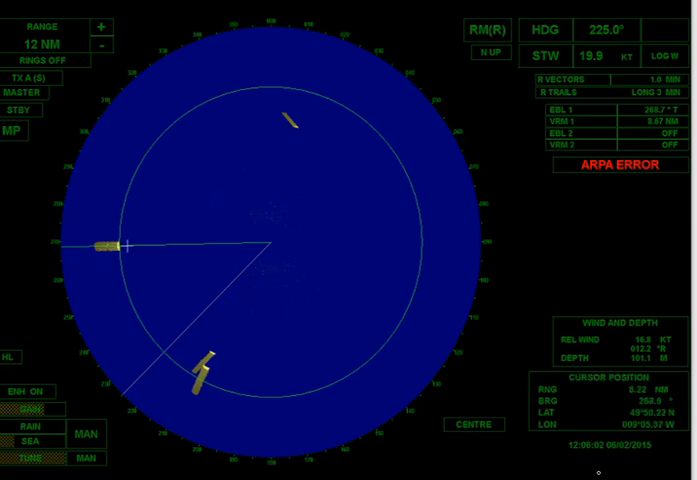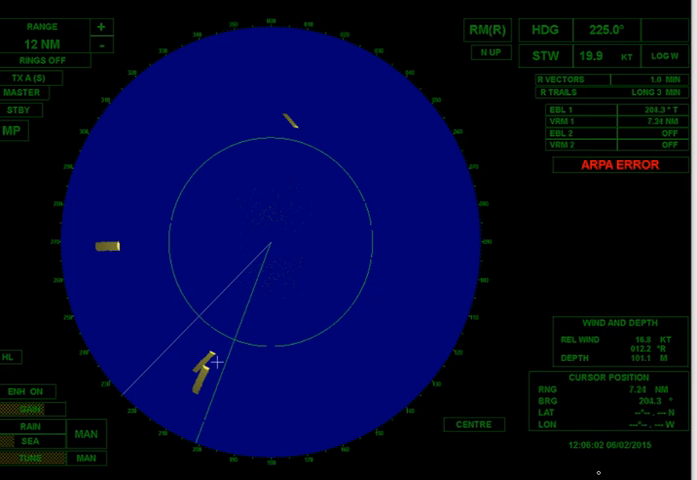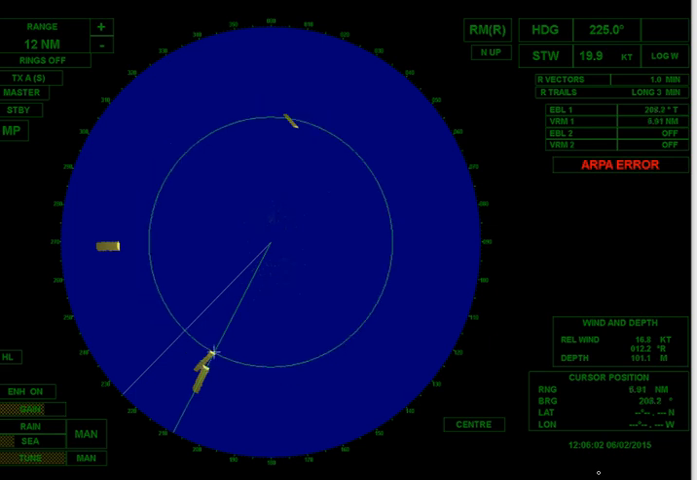And target 2 is 012 at 6.6. And let's see here. Target 3 is 208 at 7.9. Write that down. And target 4 is 209 at 7.